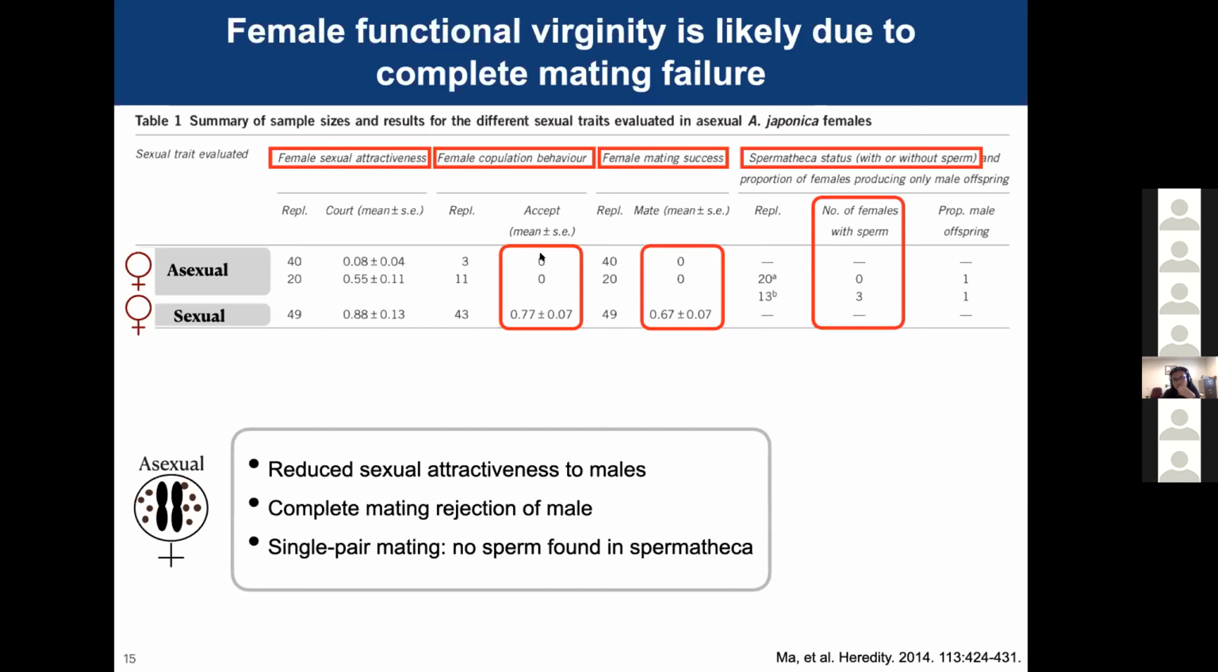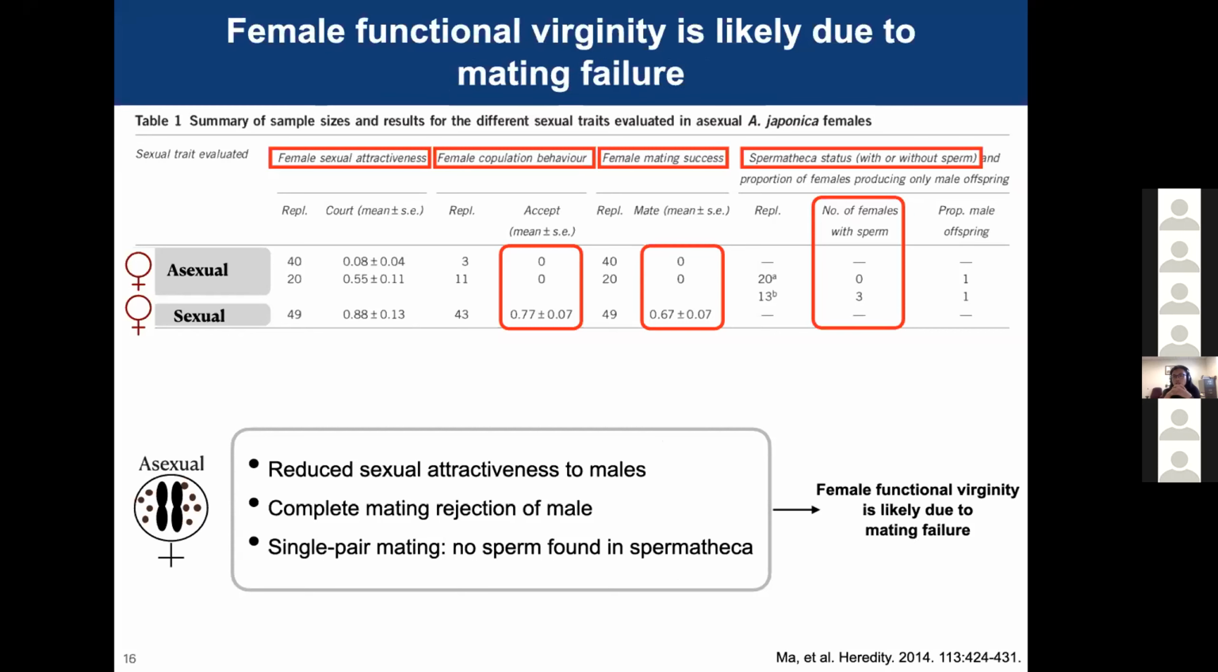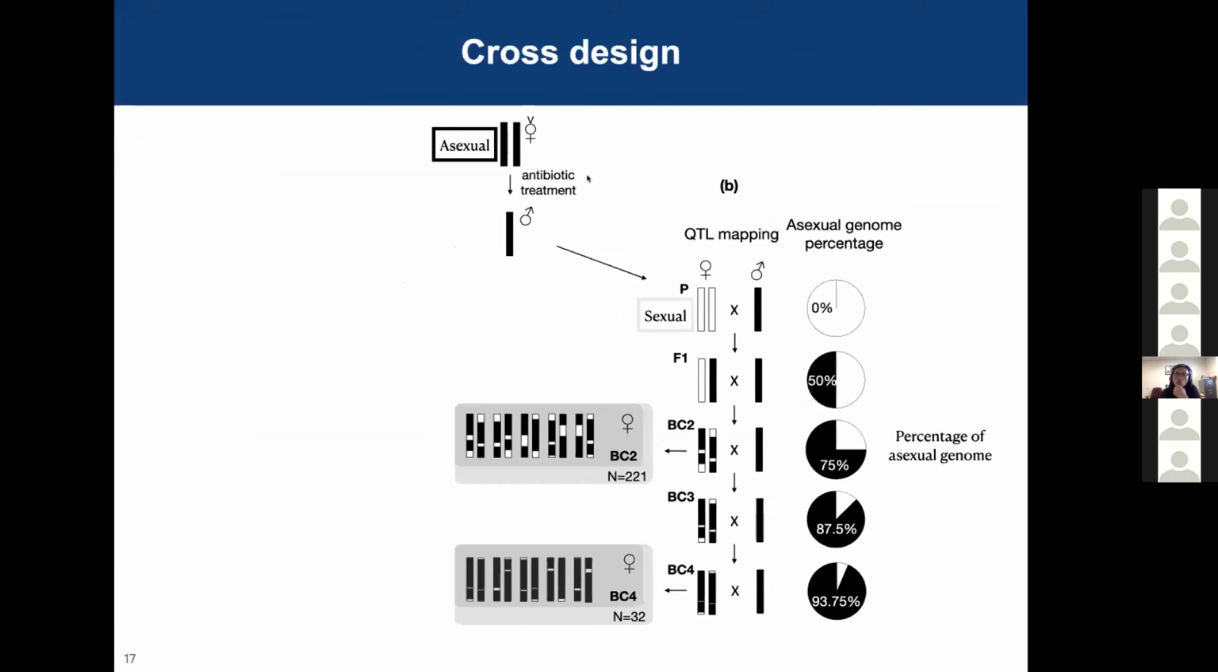So we found that compared with the sexual females, the asexual females have reduced sexual attractiveness to males. They also have almost complete mating failure. Then when we give them a single pair mating opportunity, we don't find any sperm in the spermatheca of these asexual females. So we conclude that this female functional virginity is likely due to this complete mating failure in asexuals.